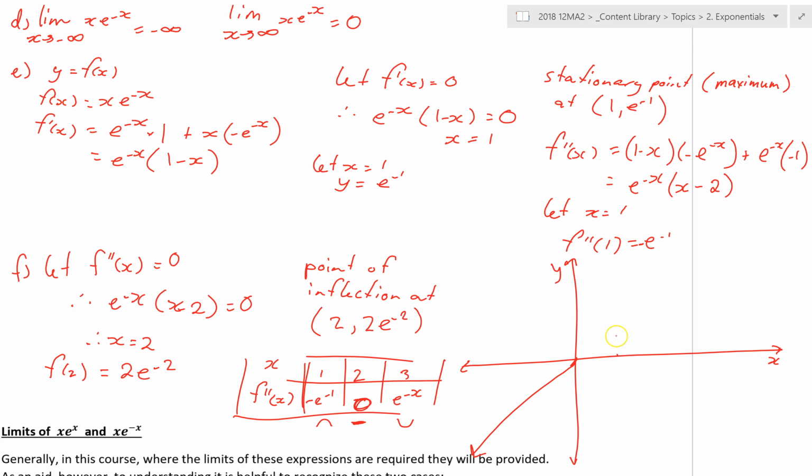So here, and here at 1 and 2, we have something going on. We have our maximum here, our point of inflection there, and our asymptote there. Oh man, I don't particularly like the way that looks, but anyway, that was at 1 and e to the negative 1, that's my maximum.